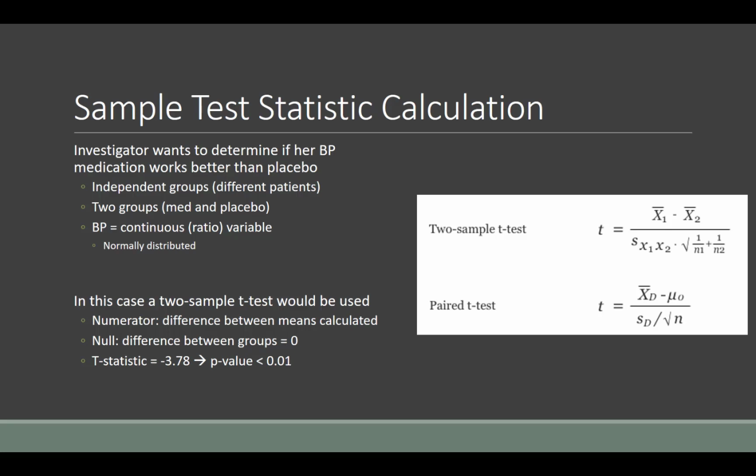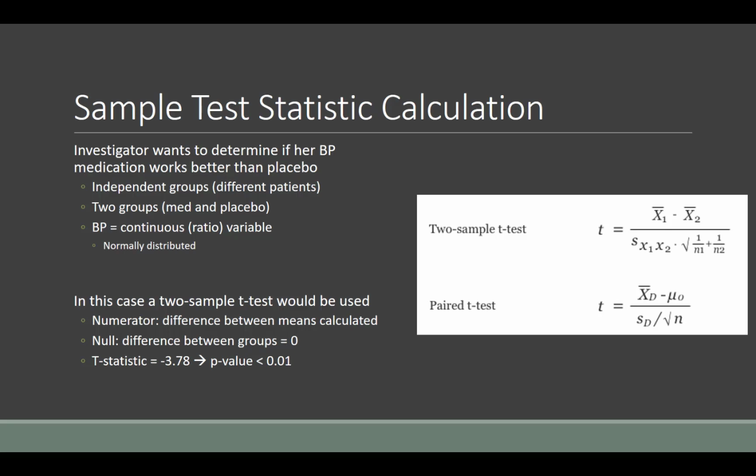The equation for it is listed at the right. Please do not memorize this equation, but let's just walk through what the calculation means. In the numerator, it's saying that mean 1 is being subtracted from mean 2. So if your blood pressure was 140/90 for mean 1 and 130/88 for mean 2, then the mean difference is about 10 millimeters of mercury.